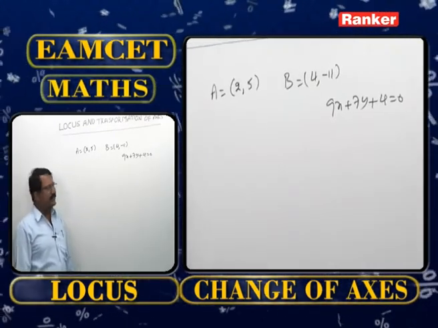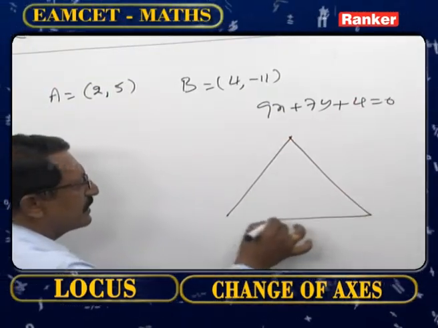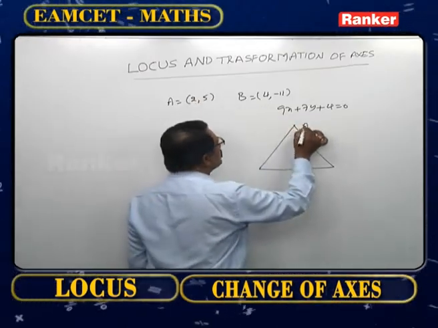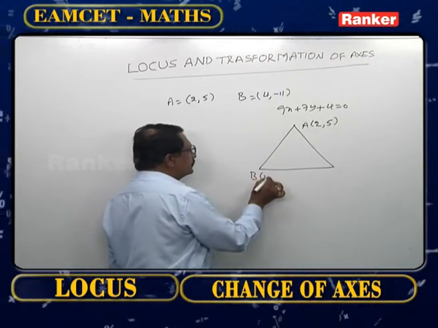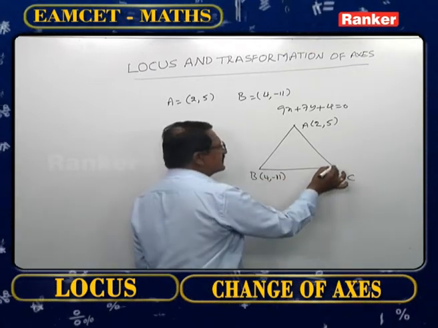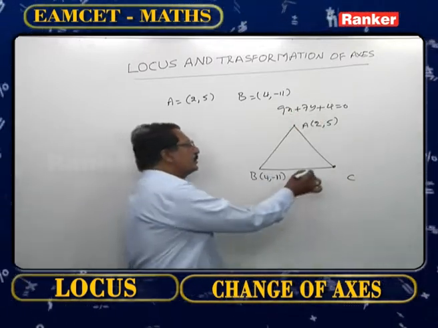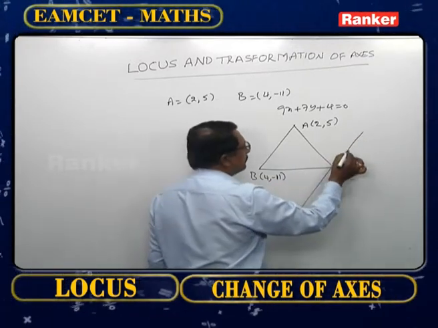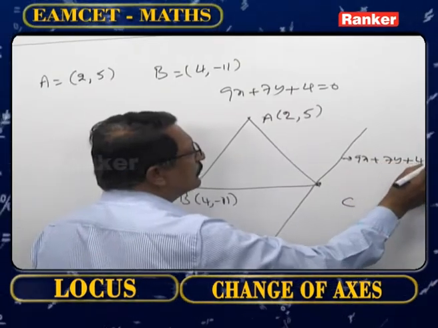Required: the locus of the centroid of the triangle ABC. Now given A(2, 5), B(4, -11), the locus of C is 9x + 7y + 4 = 0. The locus of C is nothing but the point C lies on the straight line 9x + 7y + 4 = 0.